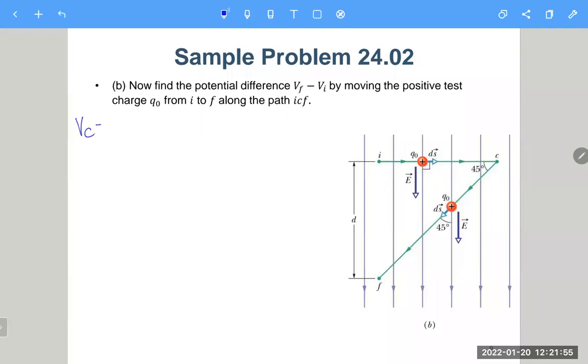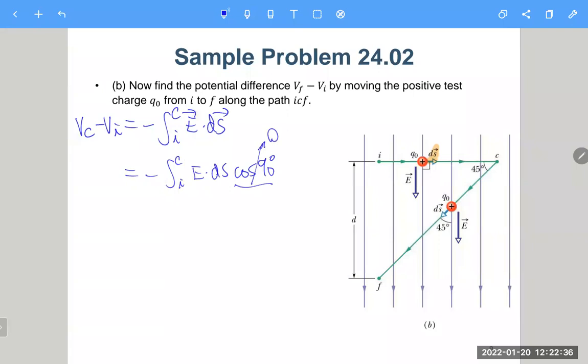First we consider Vc minus Vi, which is the negative of the integration from I to C of E dot ds. Here, E is still pointing downward, and ds from I to C is pointing to the right. So E dot ds is E times ds cosine 90 degrees. Cosine 90 degrees is zero, so this one is zero. This is the first part.